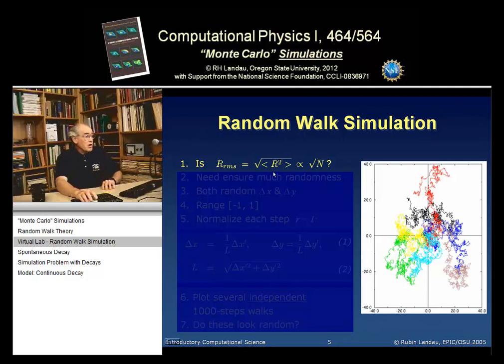Okay? What we want to do is, number one, see if the root mean squared distance goes like the square root of n. It's proportional to the square root of n. The essential part in point one here is what we take the average of, that's what these brackets mean, is not r, but r squared. So you only take the average of the distance squared. You never take the average of r, because you'll get a different answer. The theory corresponds to the average of r squared. So we want to do that.